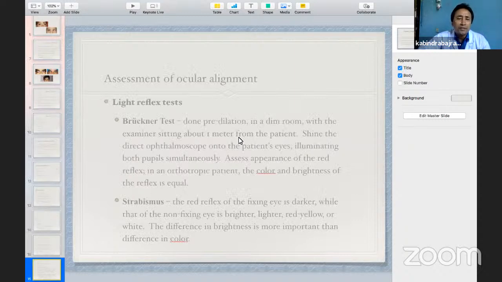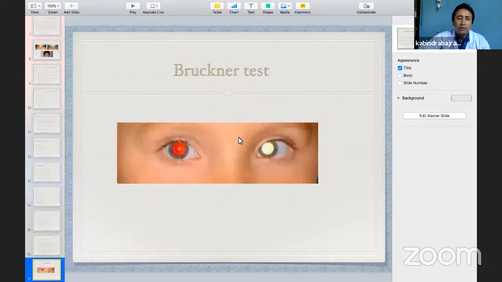Assessment of ocular alignment. The light reflex test, the Bruckner test, is one of the important tests which is done pre-dilatation in a dim room, with the examiner sitting at 1 meter from the patient, using a direct ophthalmoscope to shine on both pupils and see the color difference. If both are the same color with red reflex, then the eyes are orthotropic. Otherwise, if the color is bright, white or yellow, then we have to think that the eye with the brighter reflex is deviating, in or out.